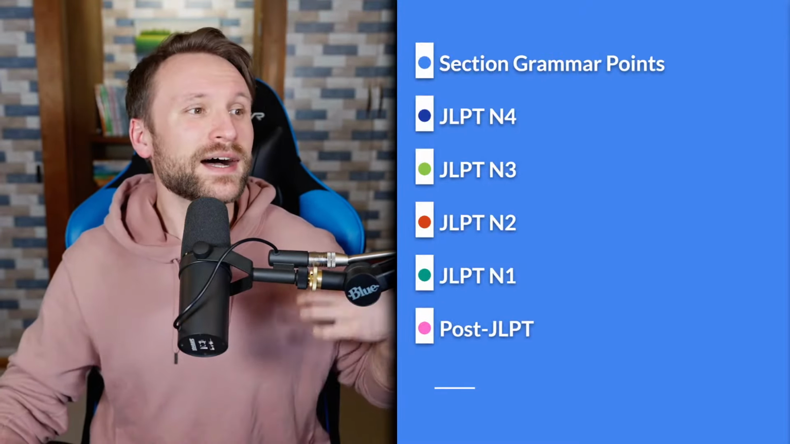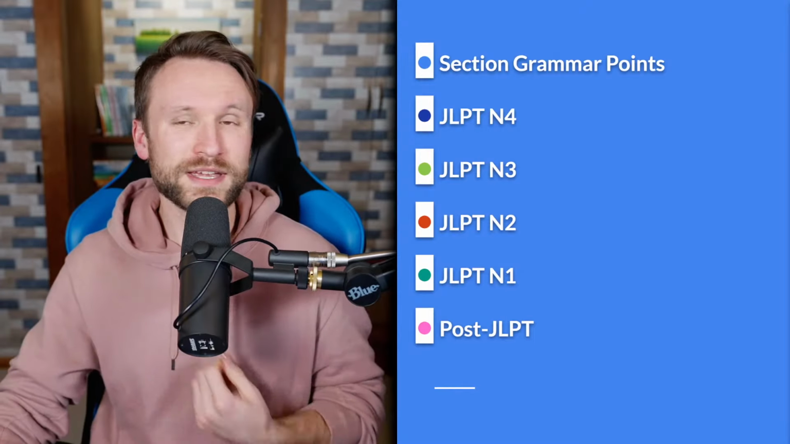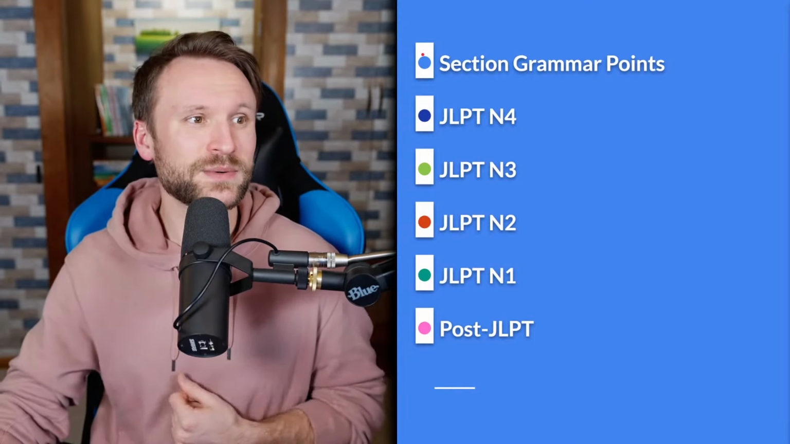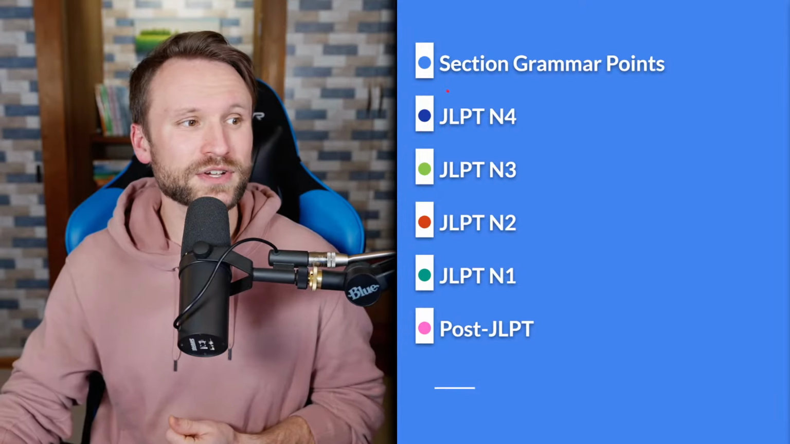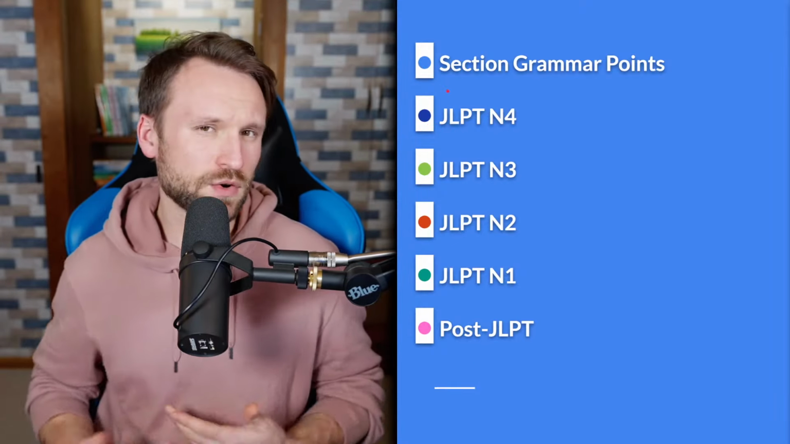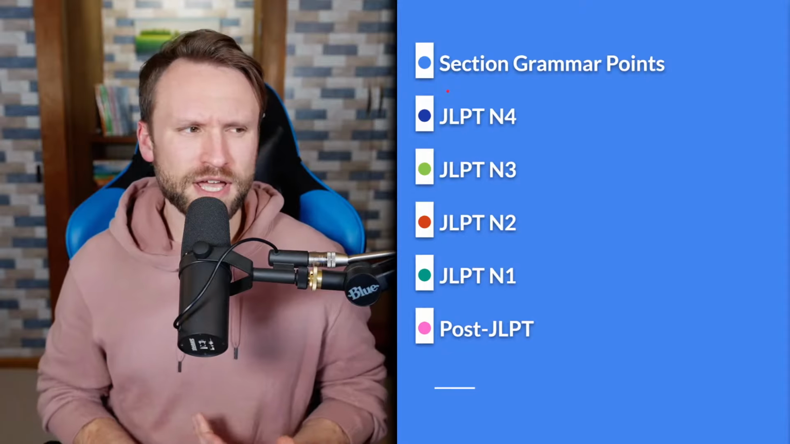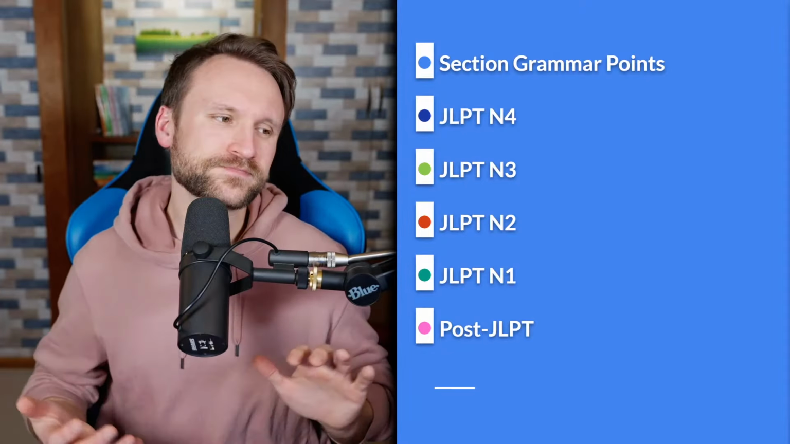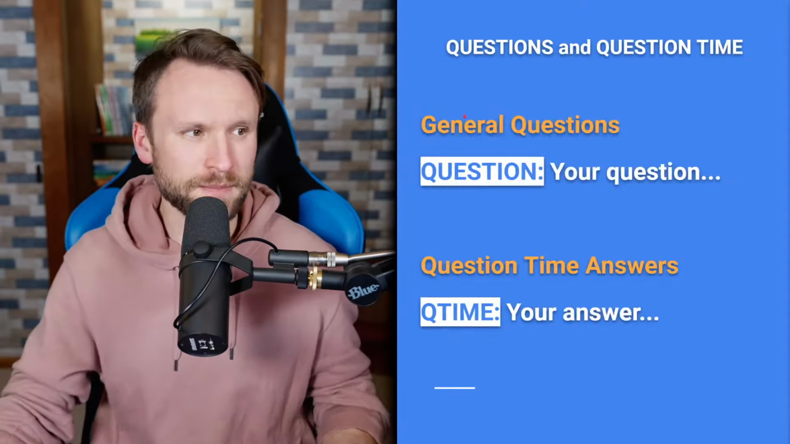But anyway, these are the colors that we use for each of our sentences. The light blue is for the new grammar points, and these other colors are for words that haven't shown up in Genki or in Quartet yet, but that are on the JLPT or that we think are important for you to learn because they're fairly common.